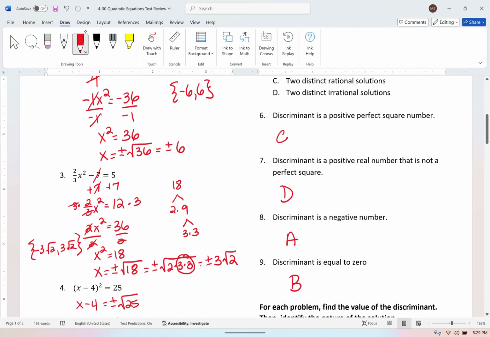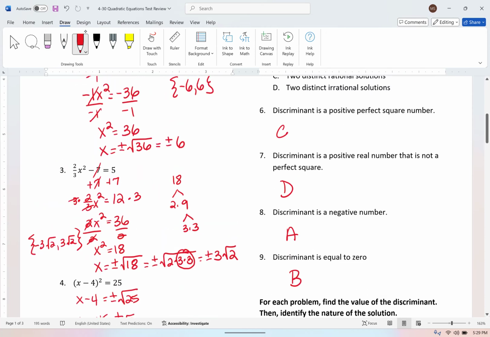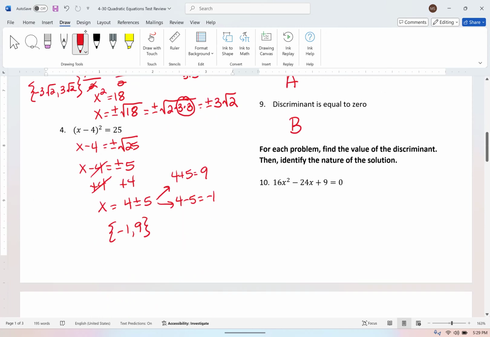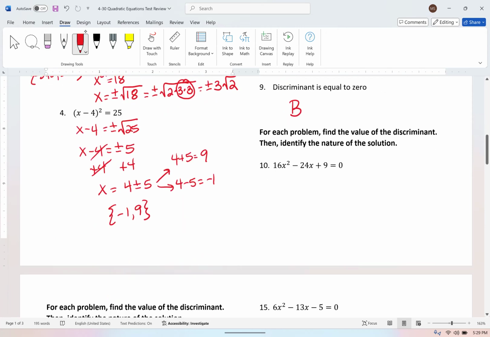Okay, so these are things you have to memorize right here. 6, 7, 8, 9, you have to memorize these. All right, let's look at number 10. We're going to solve this. First, we're going to find the value of the discriminant. So this is nice because it's equal to 0. Remember, we're going to do b squared minus 4ac. In this case, b is negative 24, a is 16, and c is 9. So here's your a, here's your b, and here's your c. So negative 24 squared is 576.